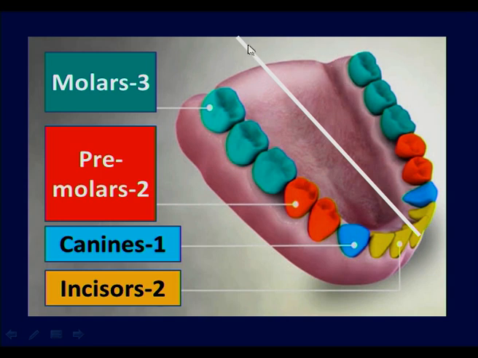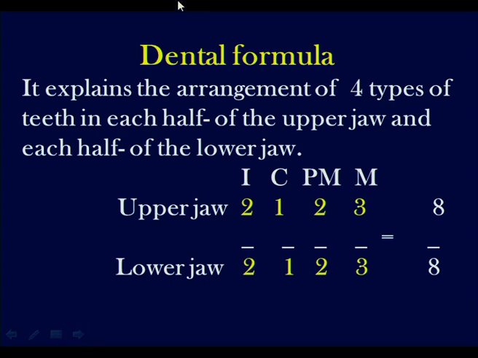Look at this picture, this clearly shows what the dental formula is. Dental formula explains the arrangement of four types of teeth in each half of the upper jaw and each half of the lower jaw. So, I represents incisors, C represents canines, PM represents premolars, M represents molars. The numerator values indicate the arrangement of teeth in the upper jaw and the denominator values indicate the arrangement of teeth in the lower jaw.